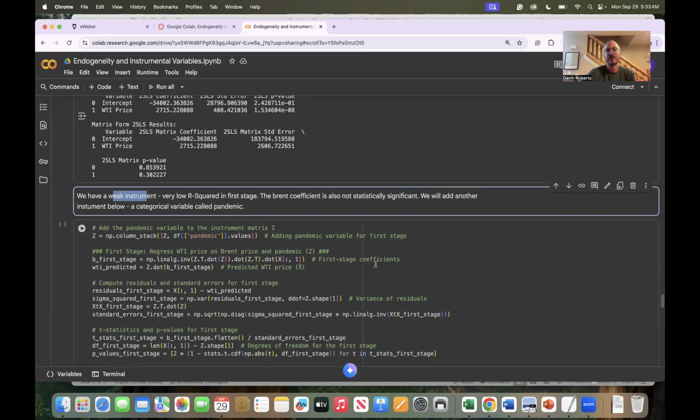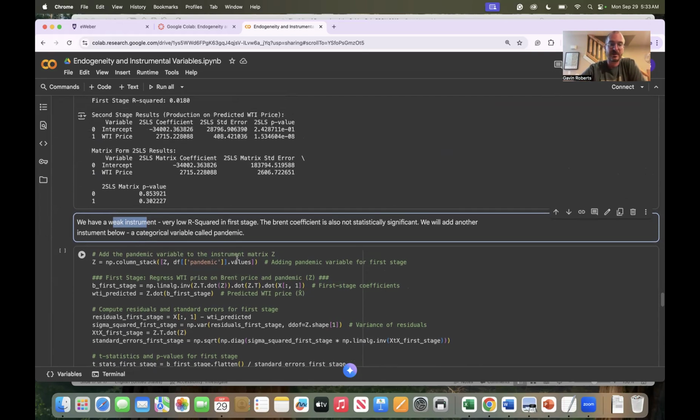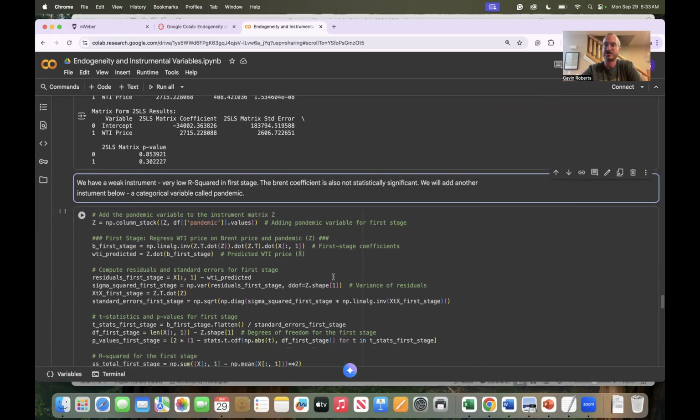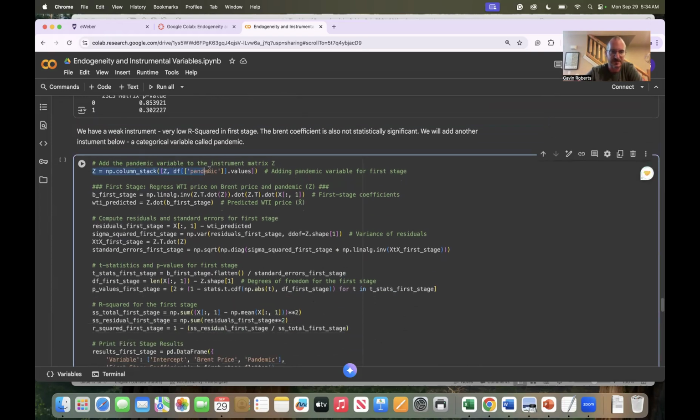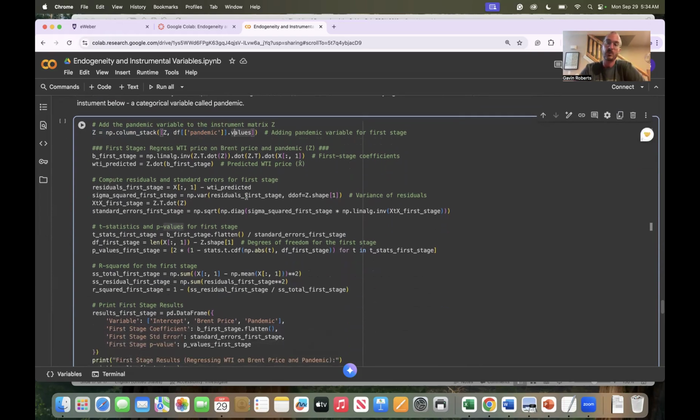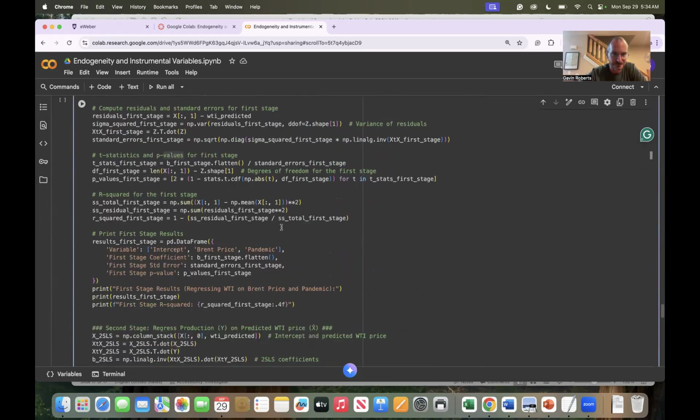So now we know that the pandemic caused crazy variation in oil prices. The pandemic caused oil prices to crash. So we can, and this is what we start doing now. We say we have a weak instrument. We need a better first stage model. Maybe we can get a higher R squared if we think of other instrumental variables that we could put into that first stage regression. So now all I'm doing is adding a variable called pandemic, which is a dummy variable, 0 or 1 categorical variable, but like whether pandemic is happening.